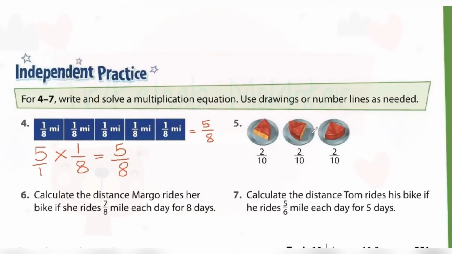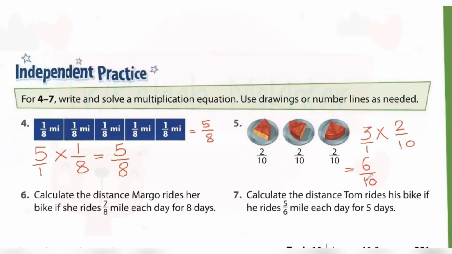Number 5. Here we have 2 out of 10 in each plate. So how many plates do we have? We have 3. What is the fraction that represents each plate? 2 out of 10. Now I will multiply numerator by numerator. 3 times 2 equals 6. 6 out of what, teacher? Out of 10. We write here 10 because the denominator here is 1. 1 times 10 equals 10.